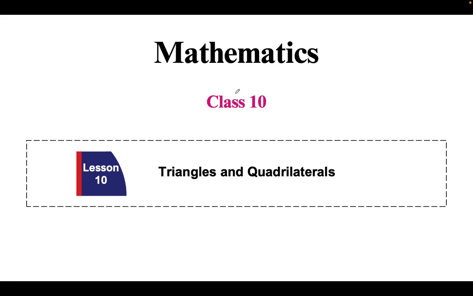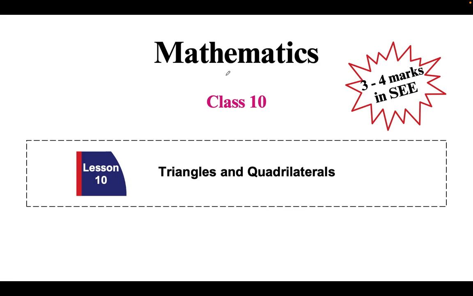Today we are going to learn a lesson about triangles and quadrilaterals, that is lesson 10 of class 10 mathematics, and from this chapter we will get a question that is about 3 to 4 marks in SEE. So this is one of the important chapters, but it is quite confusing as well. So let me give you a warning that you might get confused somewhere in this chapter, but I will try my best to make you understand the concept of these triangles and quadrilaterals. Okay, so let's move on to the lesson.